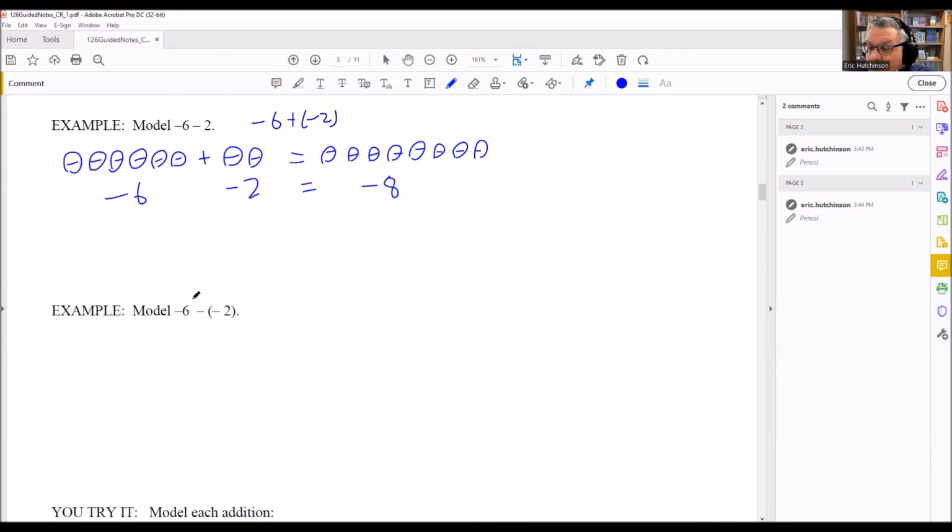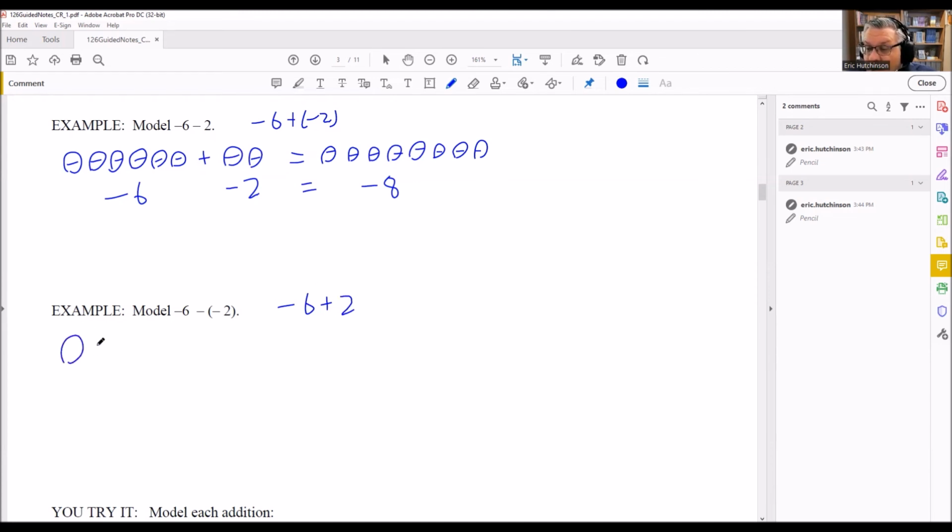One more of these, we've got -6 minus a negative 2. Now, when we do this, it's just like adding the opposite. So I have -6. Now the minus is going to turn into a plus, but that's going to change this negative into a positive as well. You're adding the opposite. So essentially what happens is that changes that to -6 plus 2.